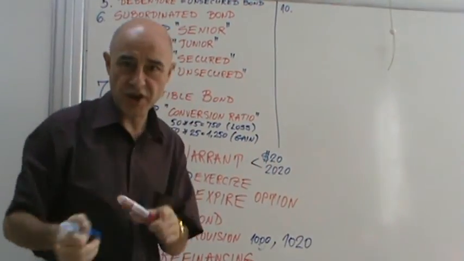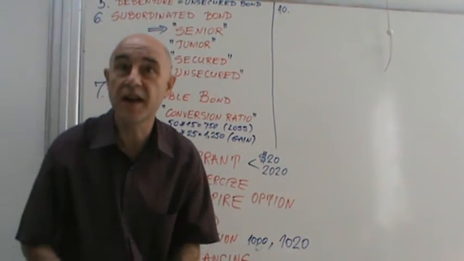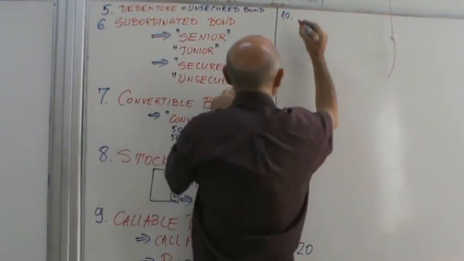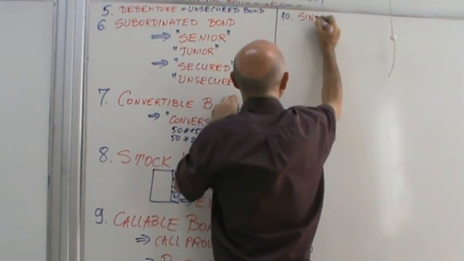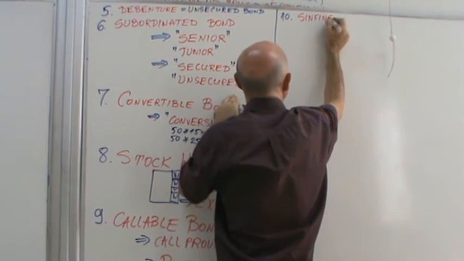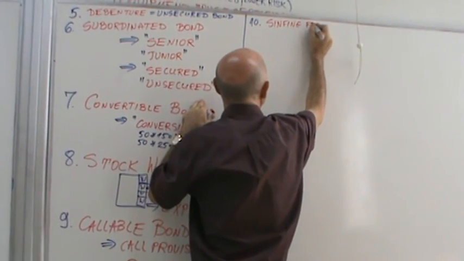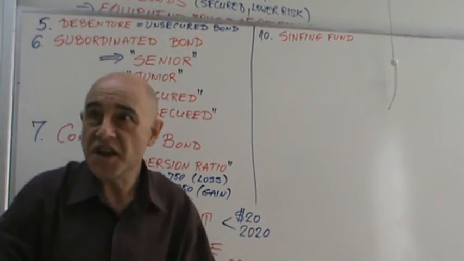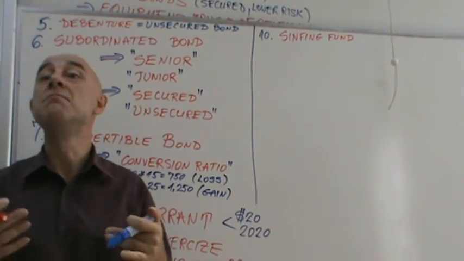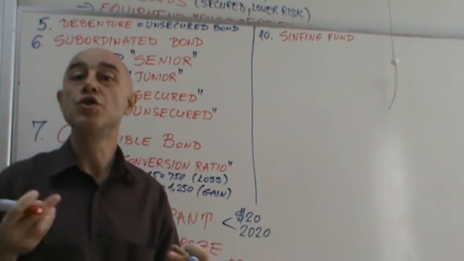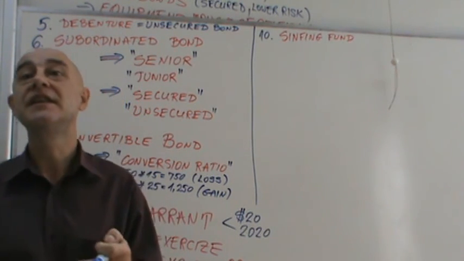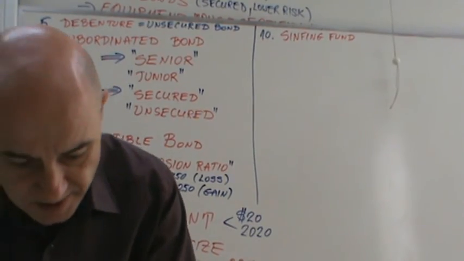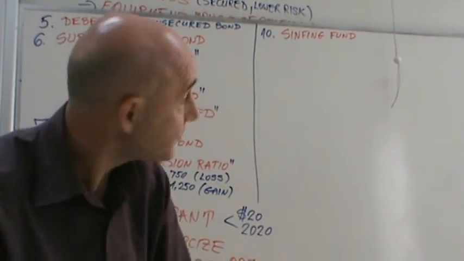It's very confusing. Sinking fund is an amount of money used to pay down a bond, and needs a lot of explanation.